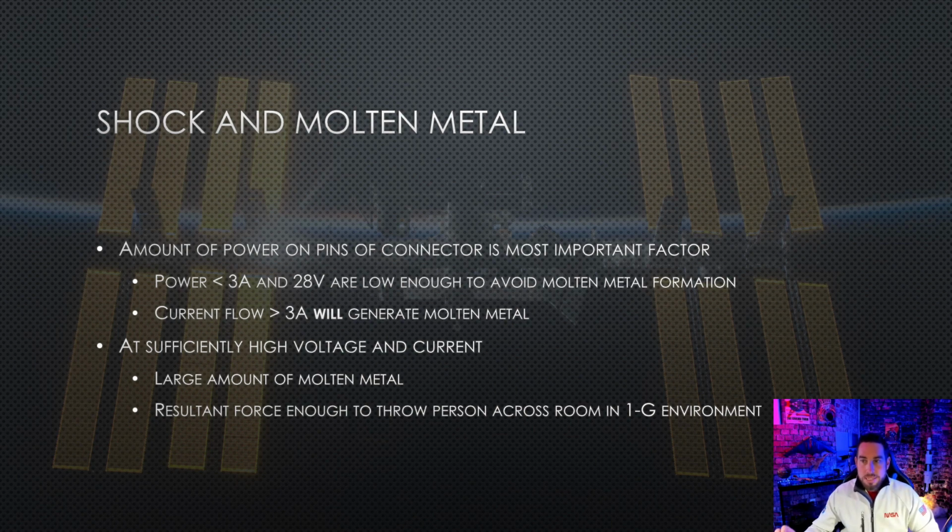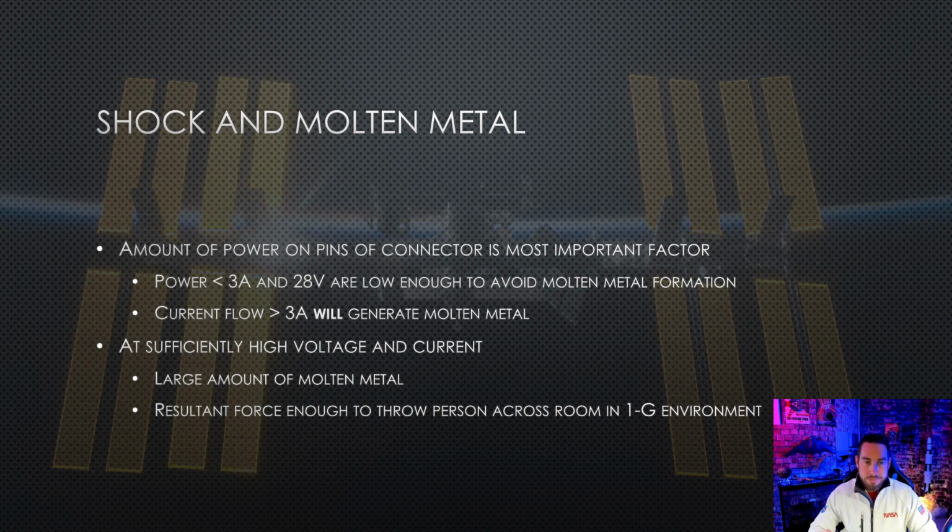So the amount of power that's on a connector during either mate or demating operations is the most important determinant of molten metal formation. Any power that's less than 3 amps and 28 volts is a low power, low energy situation, so it's not going to form molten metal if there's an electrical arc at that low of a power flow. If a current flow exceeds 3 amps, it will generate molten metal if there's a short. So you have to be very, very careful with those. At sufficiently high voltage and current, obviously the more current there is, the more molten metal that can be formed if it shorts out.